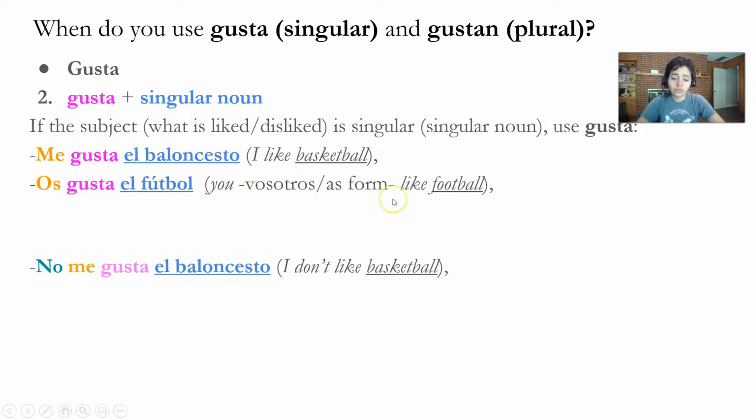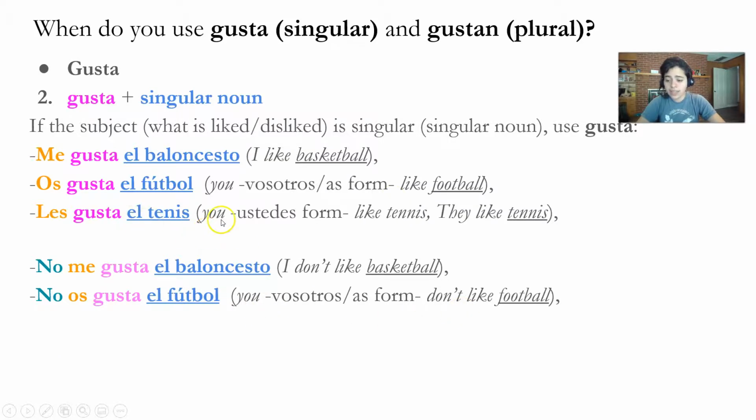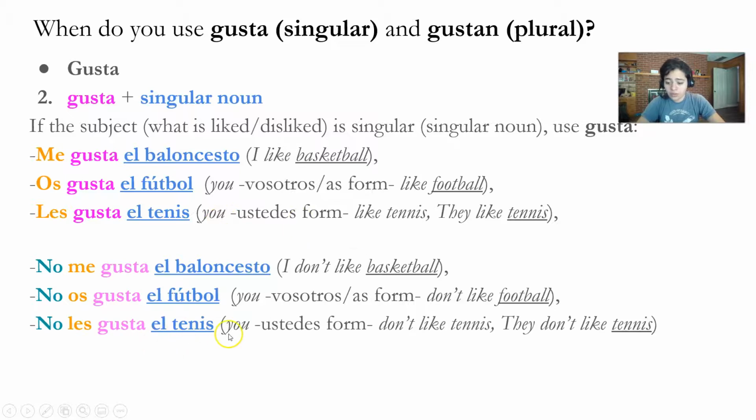You, vosotros form, like football. No os gusta el fútbol. You, vosotros form, don't like football. Les gusta el tenis. No les gusta el tenis. Okay, as you can see, all the nouns that are the subjects are singular, so gusta goes in the singular.